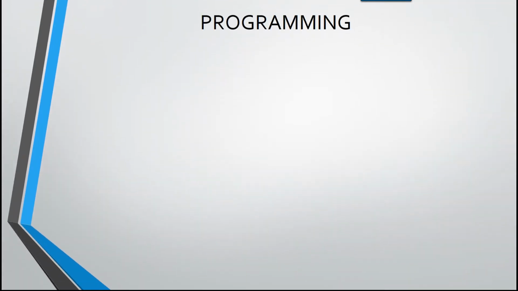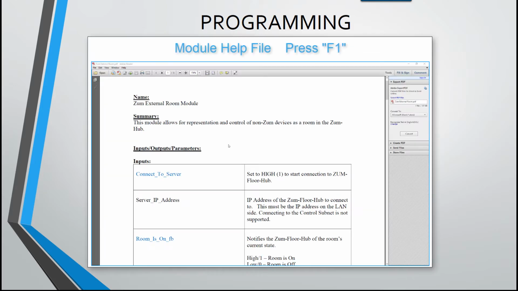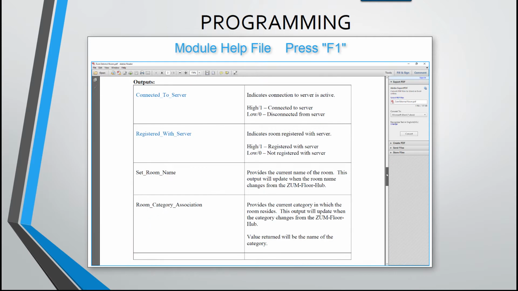Programming with this module requires understanding of a few simple key points. Before you begin, here are some useful resources. A sample program is available to be used as a reference for best practice when programming with the module. We will be using this program during this video. We also recommend you take a look at the help file by pressing F1. The help file breaks down the function of each join on each of the modules.